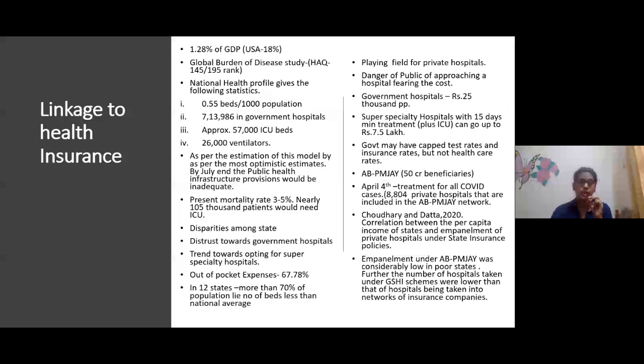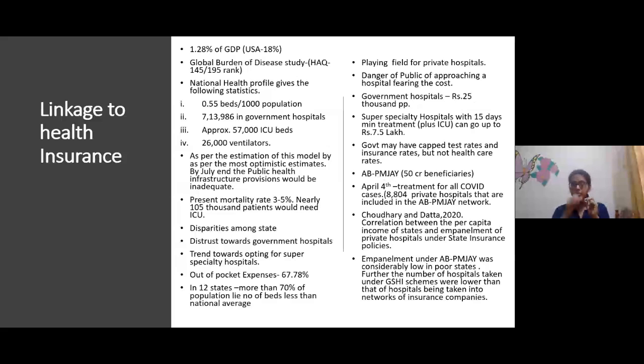And there is also a disparity among states. So 12 states account for 70% of the population of India. And in most of these states, the bed average is less than the national count. So in Bihar, for example, there's only 0.1 bed per 1,000 population. The disparities among states is huge, and the present mortality rate would figure from 3 to 5%. So nearly 105,000 patients would need an ICU. So there's a lot of inadequacy that is being projected from our current public health system.